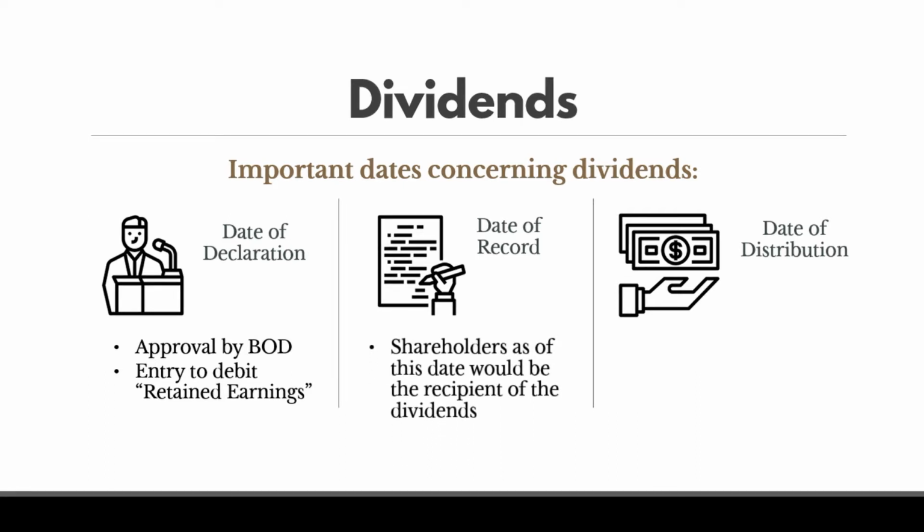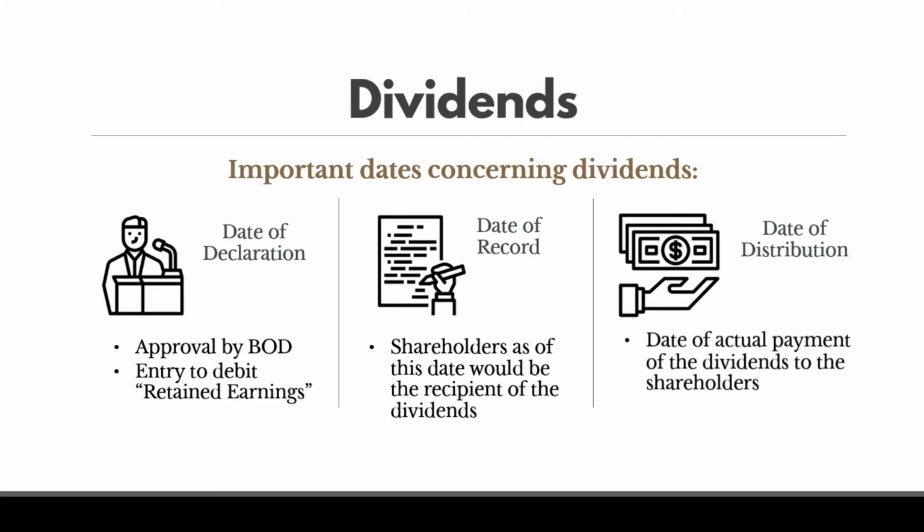Next date is the date of record. So, the shareholders as of this date would be the recipient of the dividends. So, basically, ibig sabihin lang po nito kung sino yung shareholders nung panahon ng date of record, sila lang yung makakatanggap ng dividend. So, hindi po ibig sabihin na kapag nag-declare automatically kung sino yung shareholders nun, yun yung makakatanggap. Diba? Pwede pang magbenta yung mga shareholders from the date of declaration hanggang sa date of record. Now, kung sino yung nagmamay-ari or may hawak ng shares as of the date of record, then siya yung makaka-receive ng dividends kahit pa ibenta niya yung shares subsequently.